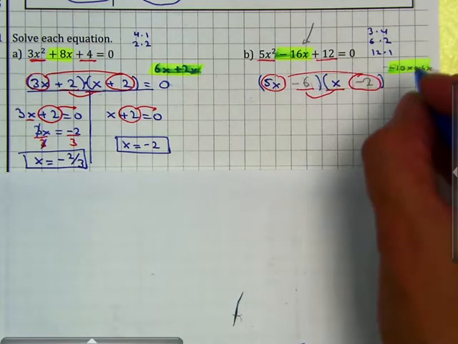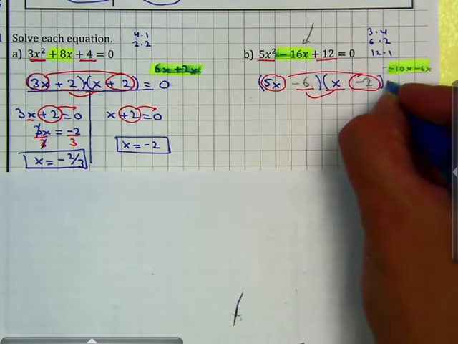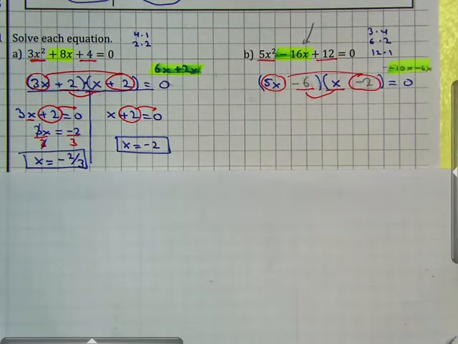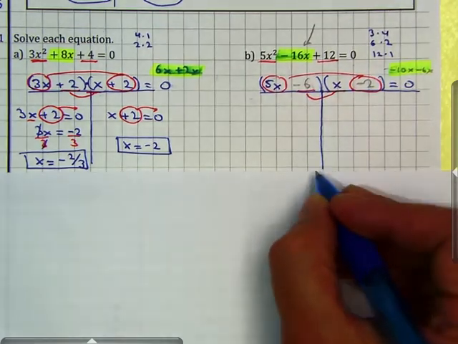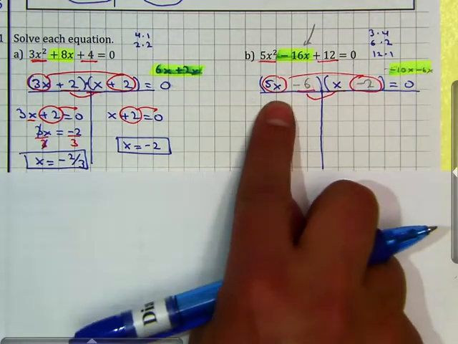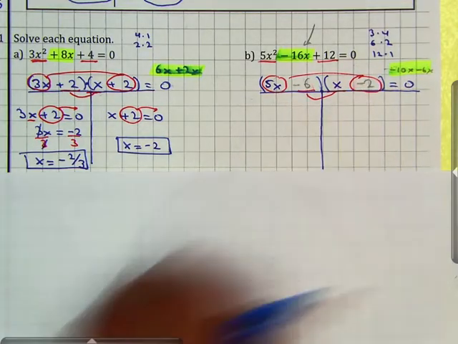And now that I have the factors, I know that this is an equation equal to 0. So now I can use my zero product property. I'm going to use my t-chart. Because they're multiplying and they equal 0, I know that either this one equals 0, that one equals 0, or both.